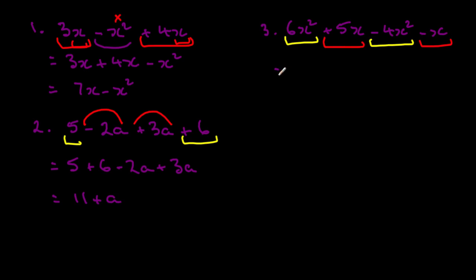So joining these together, we get 6x squared, and then there's minus 4x squared plus 5x minus x. So one more step should do it. 6 minus 4, so that's 2x squared. And then it's 5 minus 1, that's plus 4. So it's plus 4x.